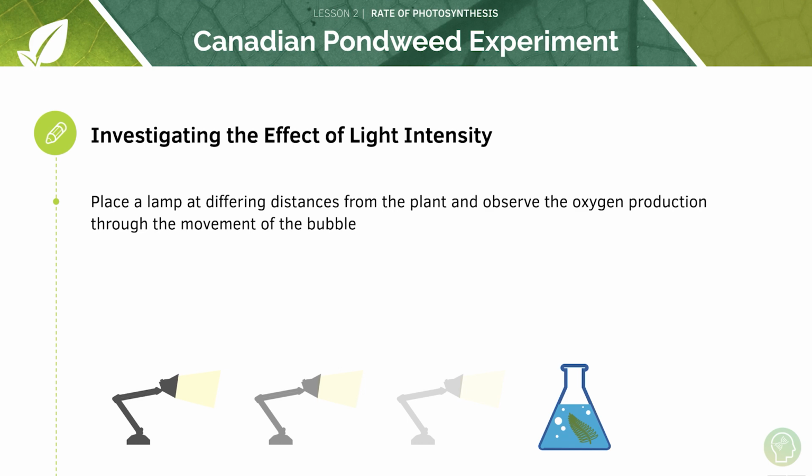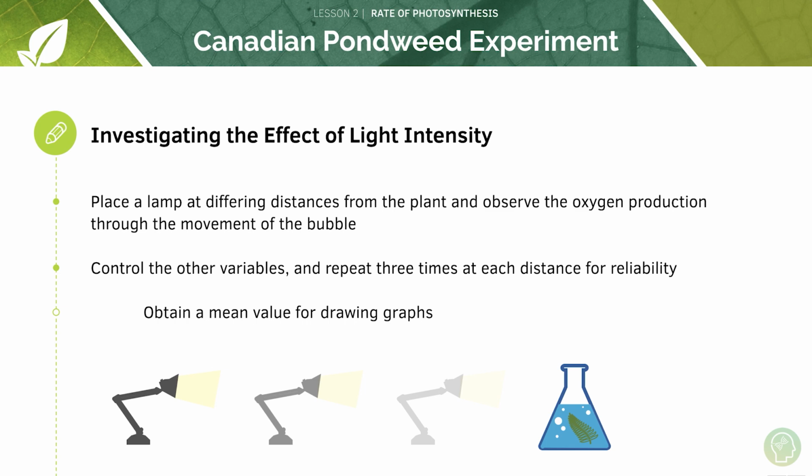So if we want to investigate the effect of certain variables on the rate of photosynthesis, we can use this experiment by, for example, affecting the light intensity. To do that, we can place the lamp at differing distances from the plant and measure this distance. So, this would be distance 1, for example. This would be distance 2. And, sorry, kind of going off the page, but that would be distance 3. And then you would compare all three.